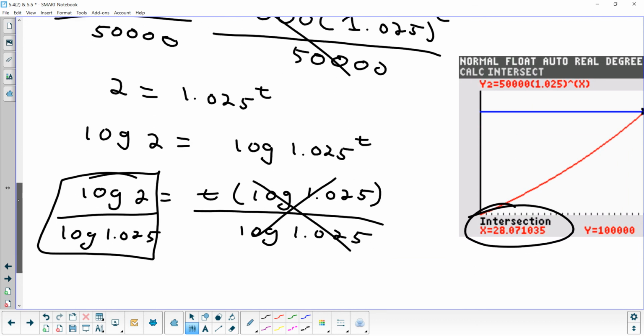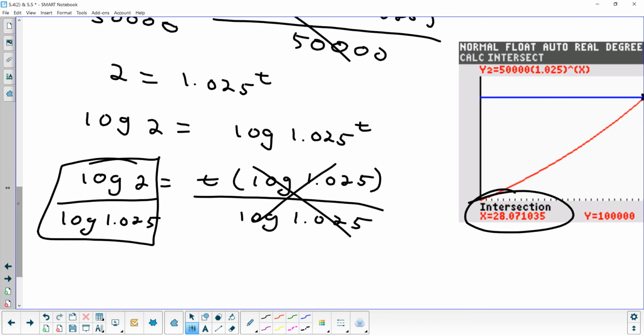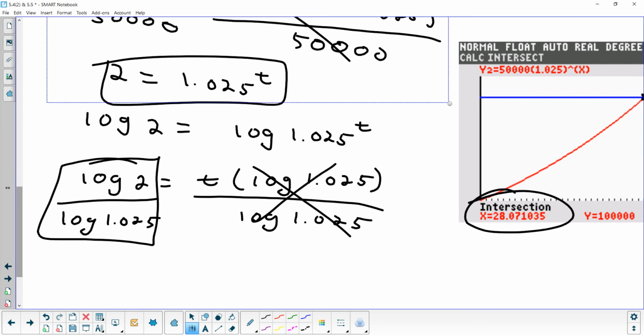And you might just start to even notice the pattern here. When you have something in that format, you're pretty much just going to take the log of the number that's by itself and divide by the log of the base on your exponential expression from the right-hand side. That's the pattern that happens pretty much every time. Any questions on that?